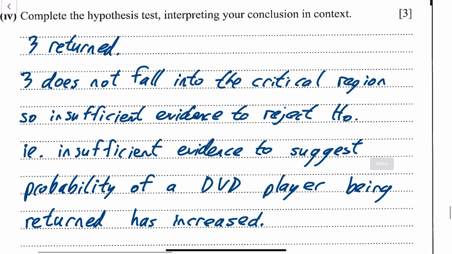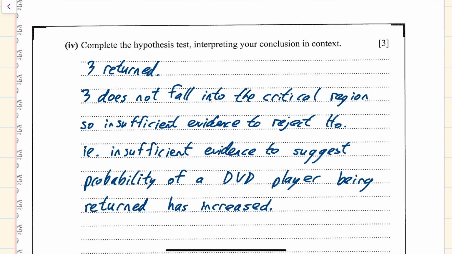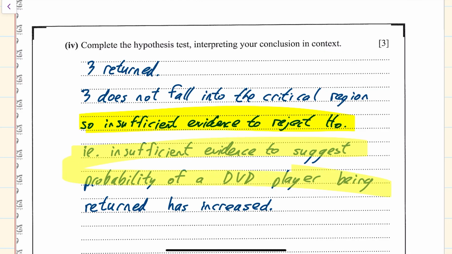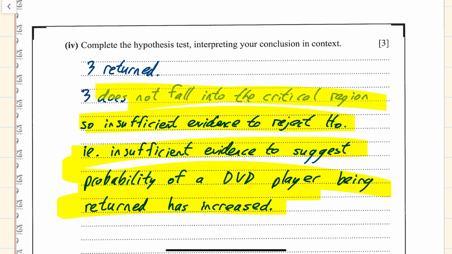I think there's a 3-mark question. You would need to say it does not fall into the critical region. Insufficient evidence to reject H0. And then you need to also do the real life thing, because it mentions that in context. I'm not too sure where the 3rd mark comes from. The second 2 are more obvious.